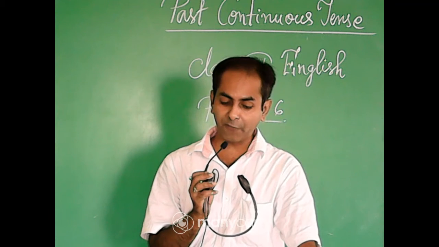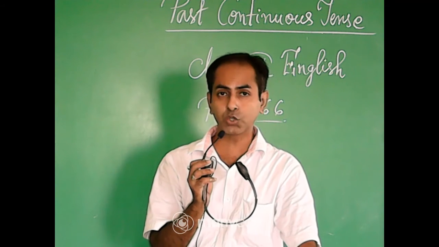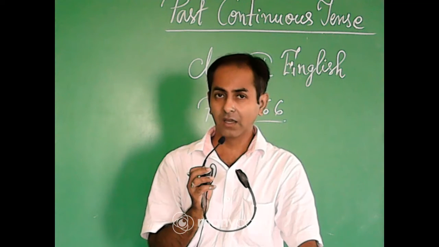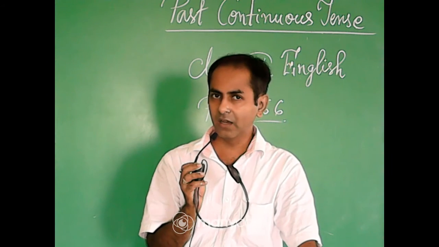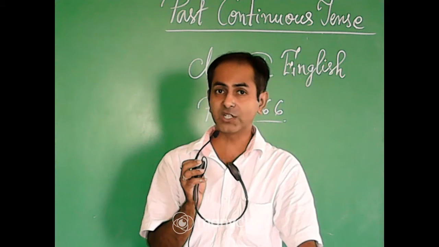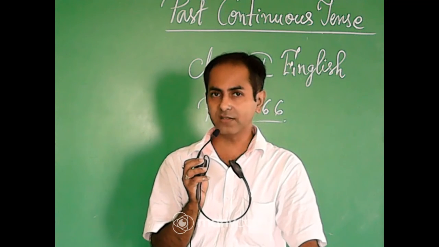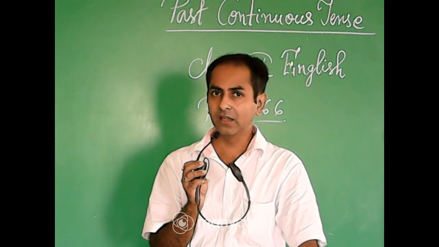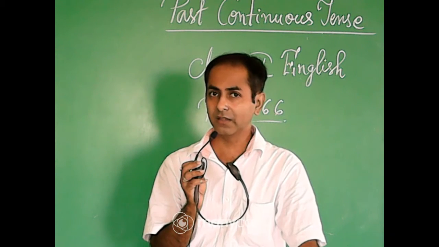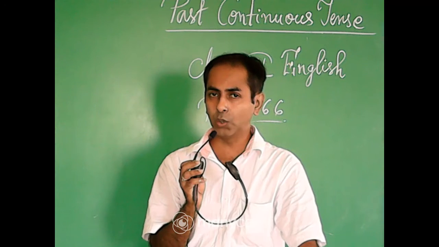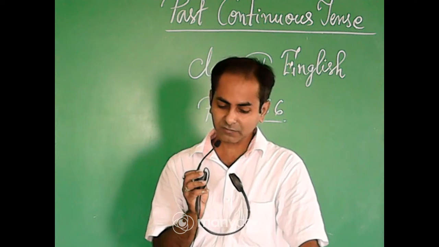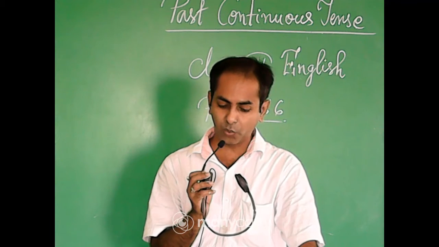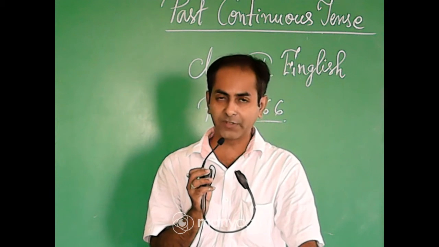Now the form of past continuous tense, how to form. I was sleeping, he was sleeping, she was sleeping, it was sleeping, Arnab was sleeping, and you were sleeping, they were sleeping, then Arnab and Rahul were sleeping. So let's see, in affirmative sentences we write was or were plus ing form of the verb.